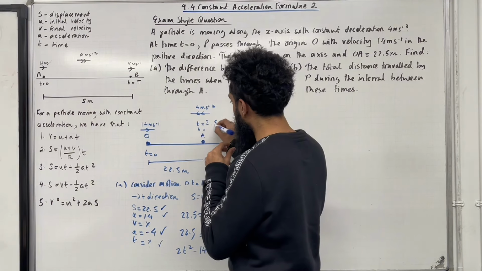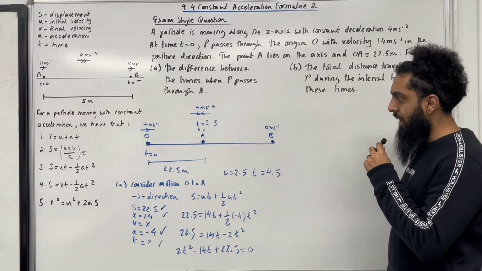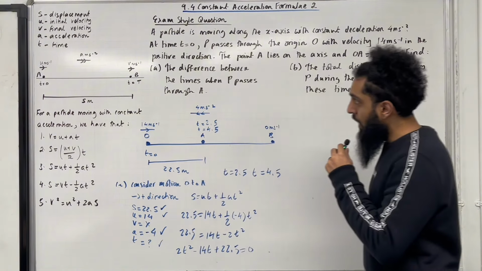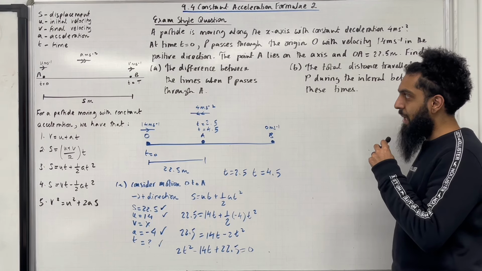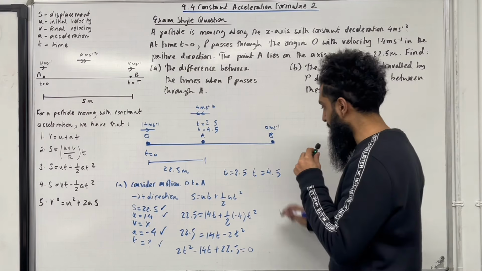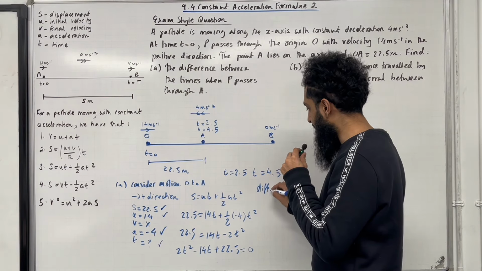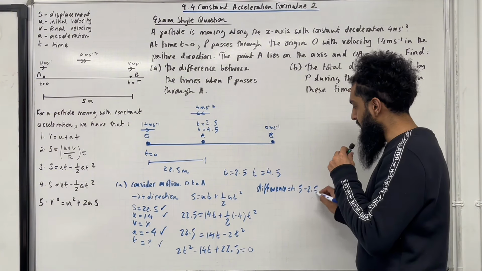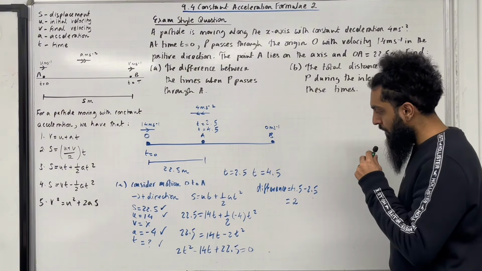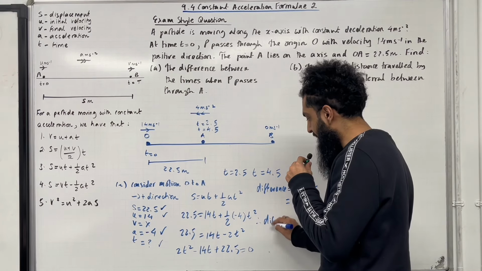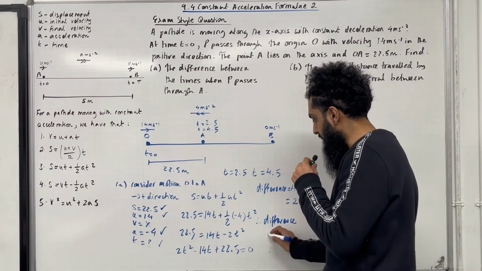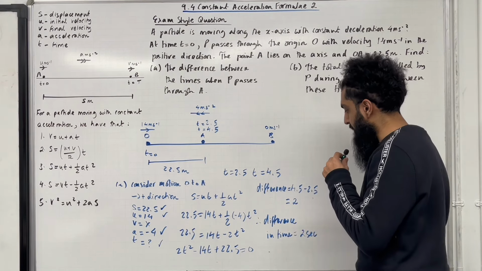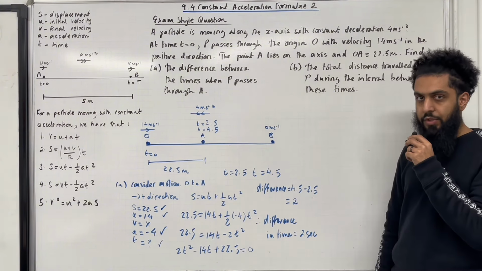So it first passes through A when the time is 2.5, and then it returns to A at the time t equals 4.5. So what we want to do is find the difference between the times when P passes through A. Okay, so to find the difference, all we have to do is 4.5 take away 2.5. This gives us 2. Therefore, the difference in time will equal 2 seconds. That completes part A of the question.